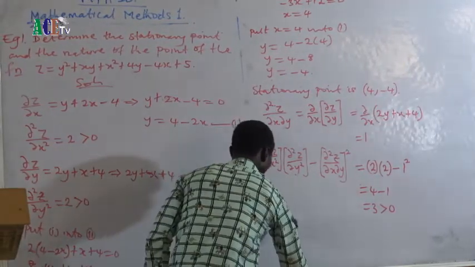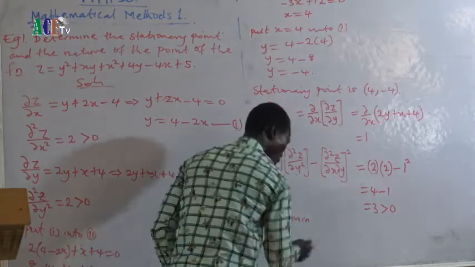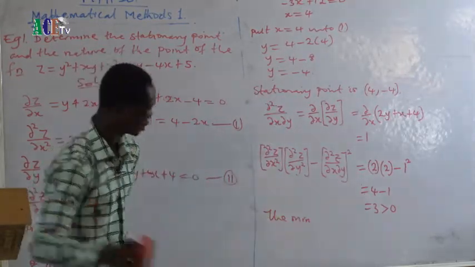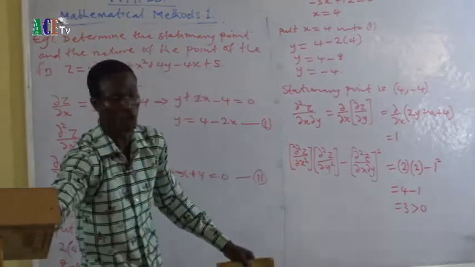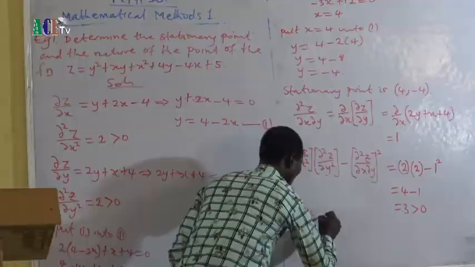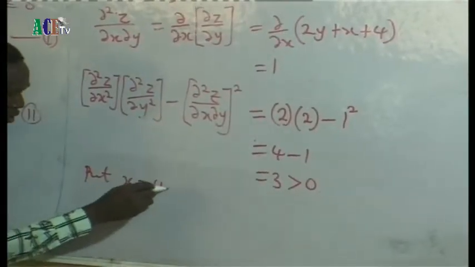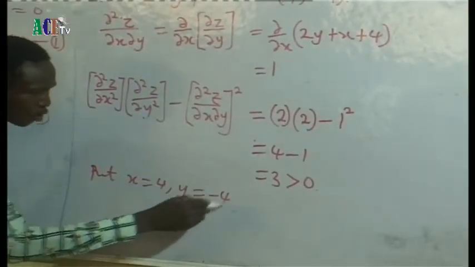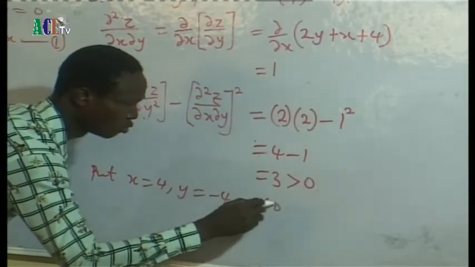The minimum value, okay, let me say this. Let us assume you have not determined what you want to do. Put x is equal to 4 and y is equal to minus 4 into z.